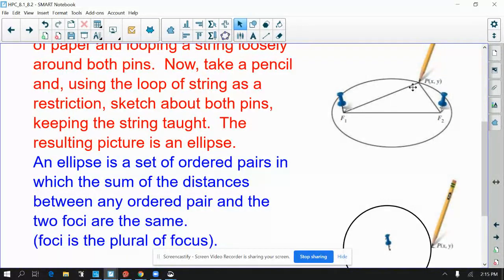But the mathematical definition, back to ellipses, is that it's the set of all ordered pairs where the sum of the distances to each focus is the same. So, for example, right here, this is one particular point on the ellipse. If I took out my ruler and measured this distance and this distance and then added them together, I get a new number. If I pick any other point on this ellipse and measure both of those distances again and add them up, I will get the same sum.